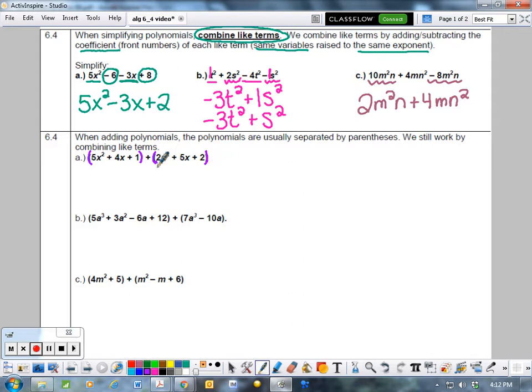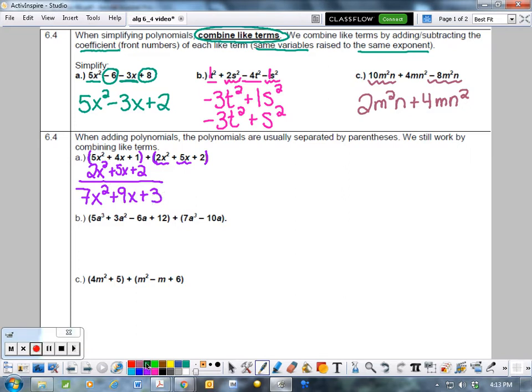So 2x squared lines up with 5x squared. 5x lines up with 4x. 2 lines up with 2, and that allows me to go ahead and combine my like terms. So now I have 7x squared. Again, when we add, we do not change the x's. 9x plus 3, and that's our final answer.